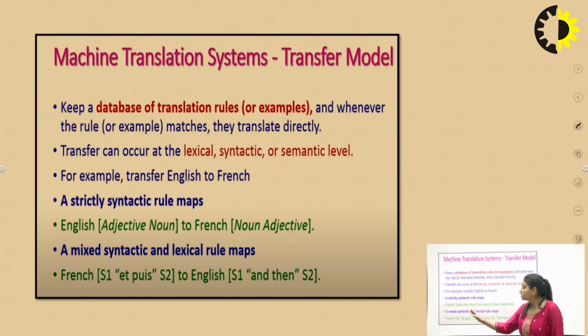Then a mixed syntactic and lexical rule maps. For example, French S1 ET S2 maps to English S1 and S2. That means ET, for ET we are using "and", and for PUIS, we are using "then" in the English sentence. So these are just substitutions of the words.